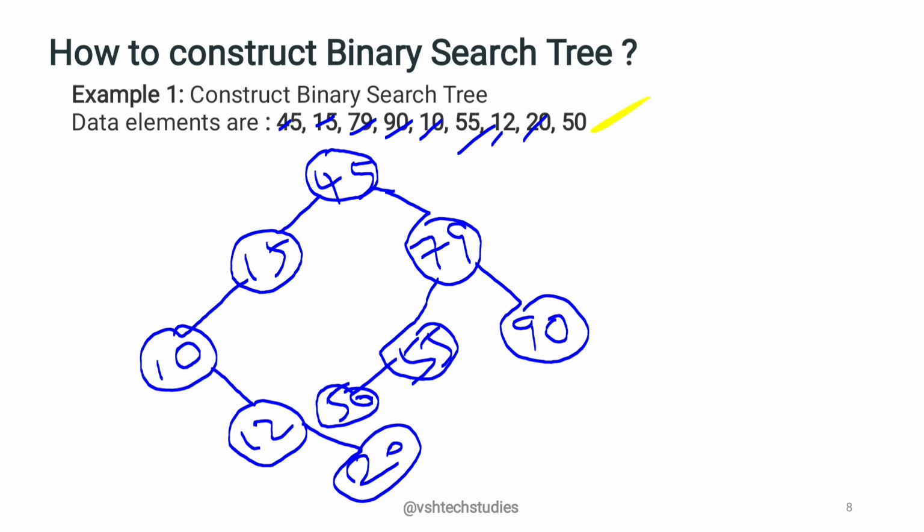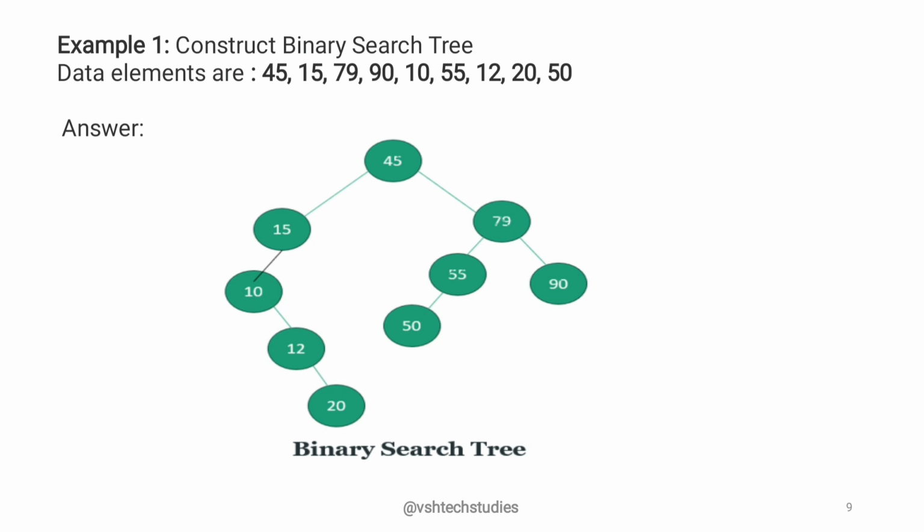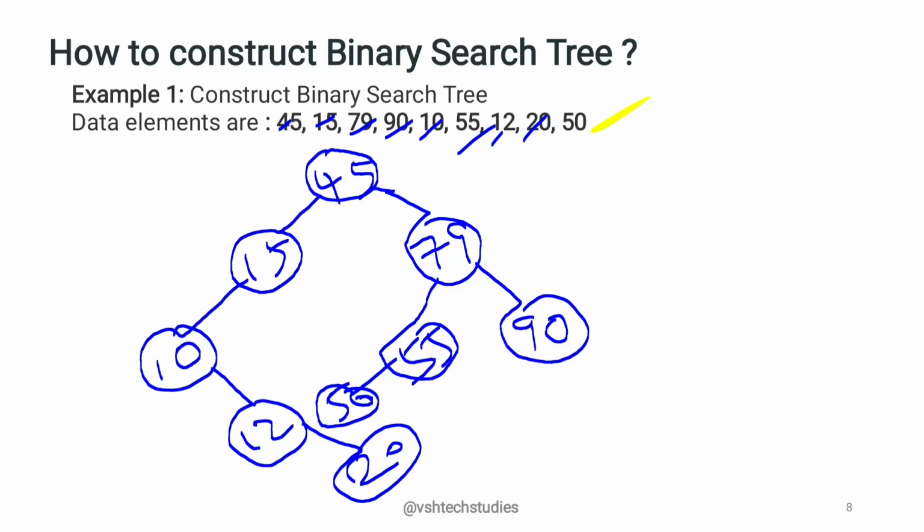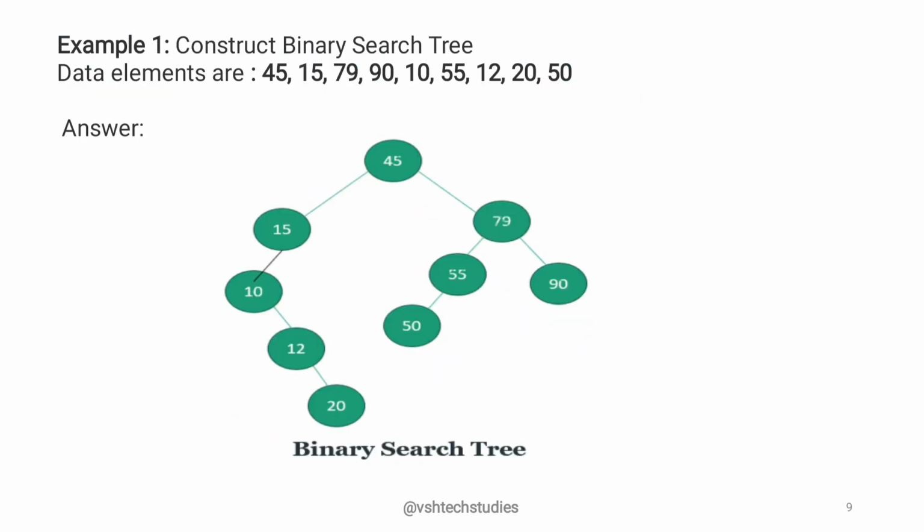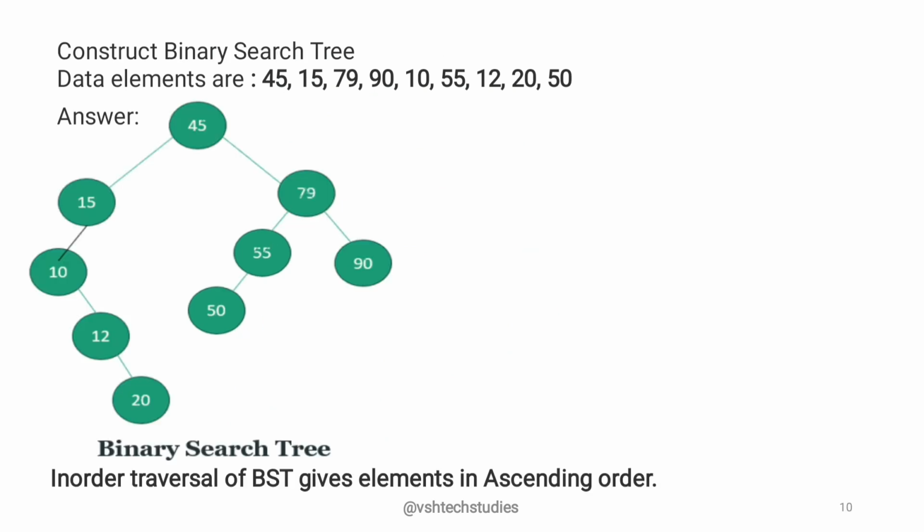Okay, this is the binary search tree. Let us verify the answer. This is the answer that we have got, and what we have constructed are both one and the same. Now, what is the advantage of a binary search tree? Inorder traversal of a binary search tree gives the elements in ascending order.